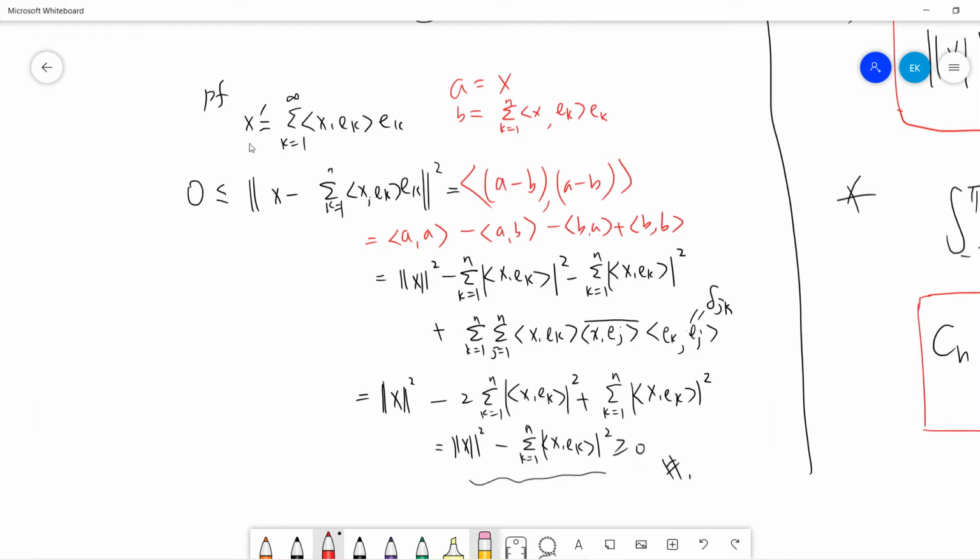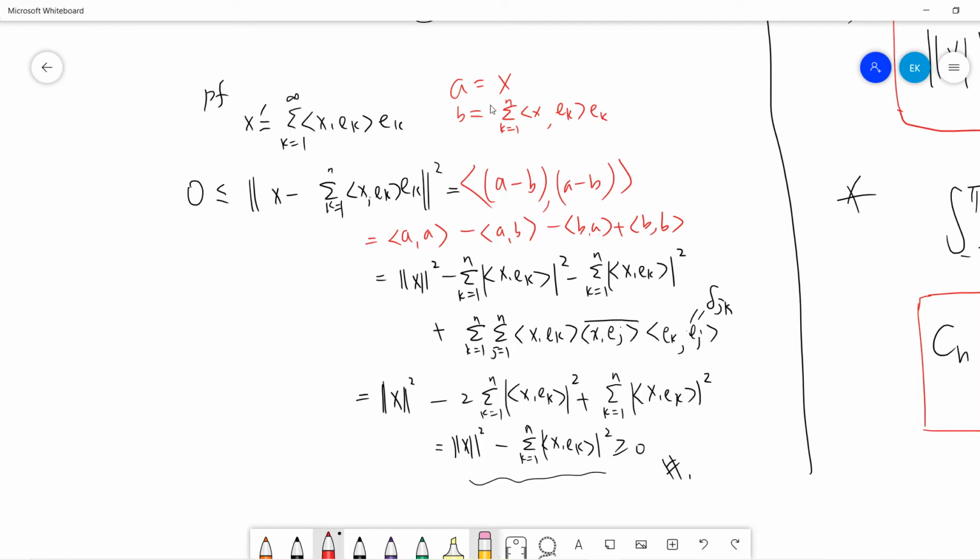So let x prime be the sum of (x dot ek) ek, k from 1 to infinity. By definition, we take x minus the sum of (x dot ek) ek, k from 1 to n, up to some n. This n can be infinity. And take a square. Then we want to compute this. For simplicity, let a be x and b be this sum. So it's the inner product of a minus b with itself, so it's aa minus ab minus ba plus bb.